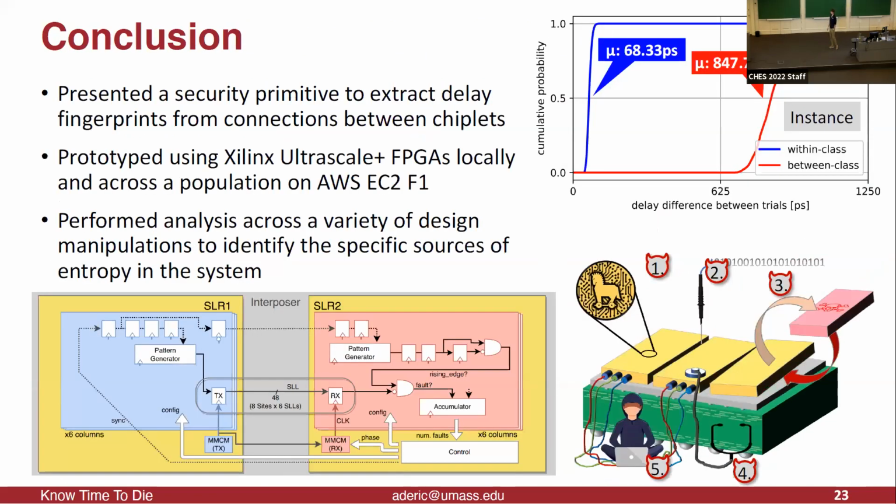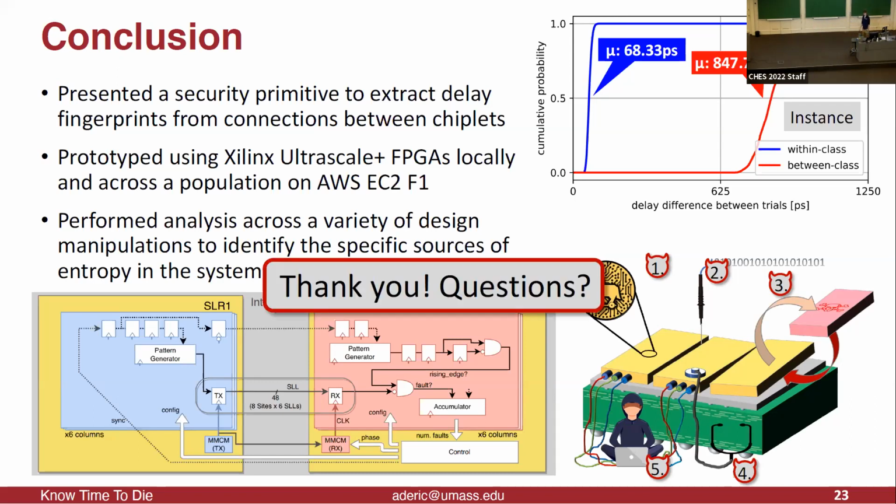So in conclusion, we presented a security primitive to extract delay fingerprints from connections between chiplets. We built this design on the FPGA, and then we did it in the cloud as well to scale it up. Then we performed analysis across a variety of factors to identify the sources of entropy in the system. Thanks. I'll take questions now.